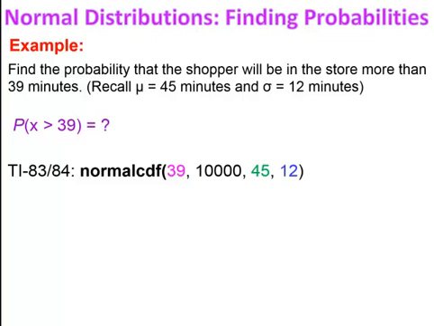Changing the mean to 45 and the standard deviation to 12. You'll hit enter and you'll get your probability. So the probability of them being in there longer than 39 minutes is 0.6915. So pretty high chance that they're going to be in there for that time.